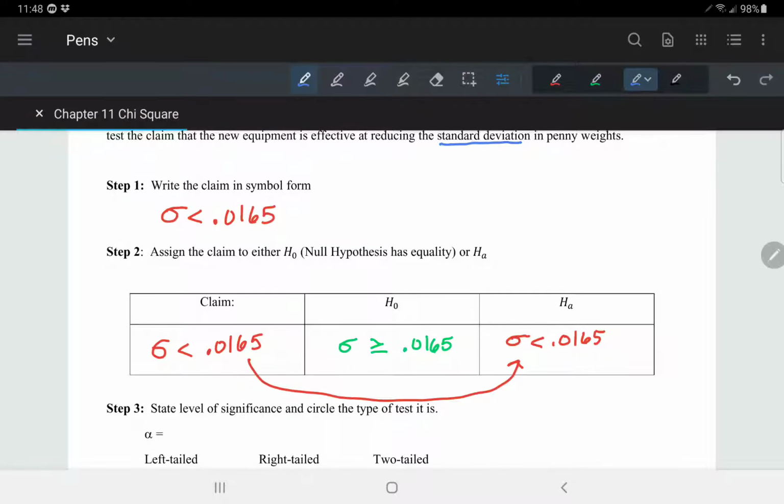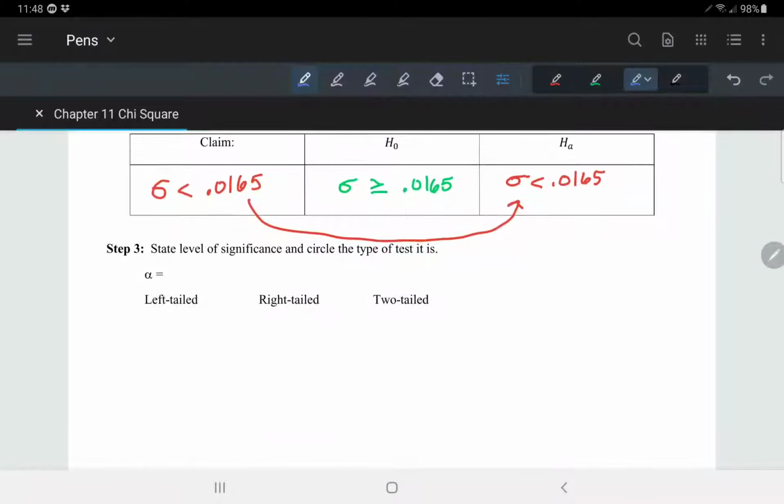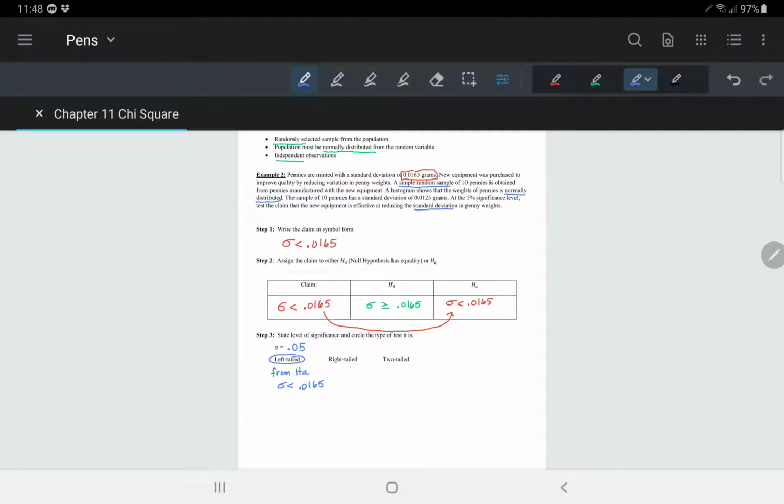Okay, now we're looking at the level of significance. We were told at the 5% significance level, so alpha will be equal to 0.05. And this will be a left-tailed test. We get this from the alternative hypothesis, HA, that says sigma is less than 0.0165. So we're going to have a little bit of work to do because our chi-square distribution is a right-tailed test and this is a left tail.